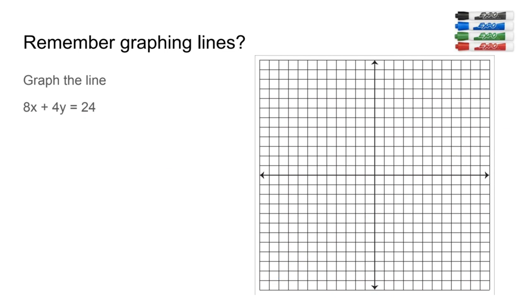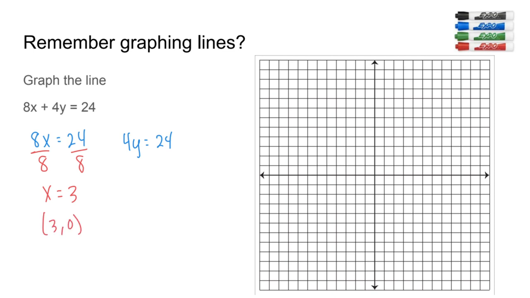Okay, remember we also learned how to graph lines in standard form. And to do that, we solve for our x and our y-intercept. To solve for our x-intercept, the first equation we can create is 8x equals 24. And the second equation is going to be 4y equals 24. Now we're just going to solve for x. To solve for x here, I'm going to divide by 8. 24 divided by 8 is 3. So my x-intercept is 3, 0.